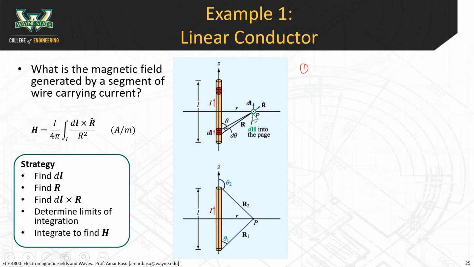Notice that the magnetic field is going into the page. How do you know it's going into the page? Apply the right-hand rule. Your thumb is pointing in the direction of current, so upwards along the z-axis, and your fingers are rotating around. So the direction of the magnetic field is counterclockwise around the wire, and at this observation point, the magnetic field is going to go into the page.